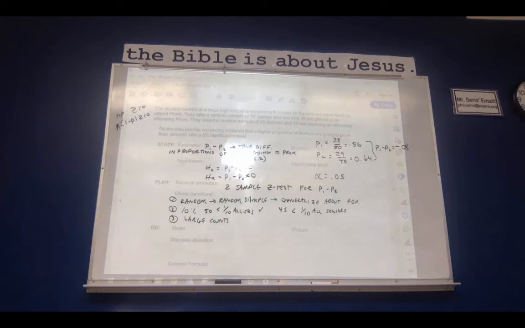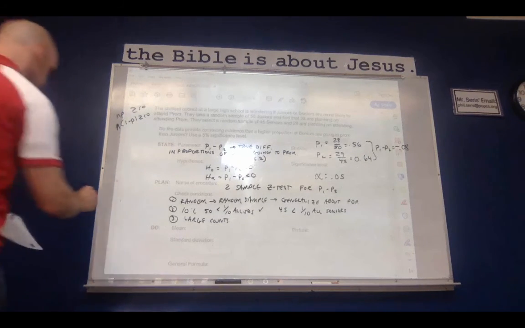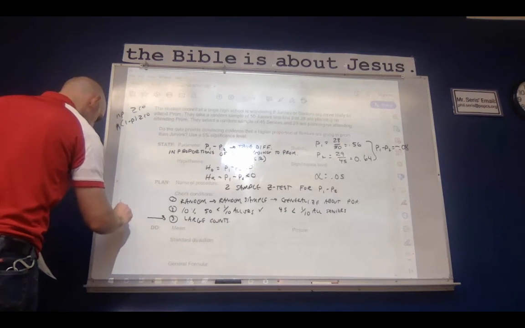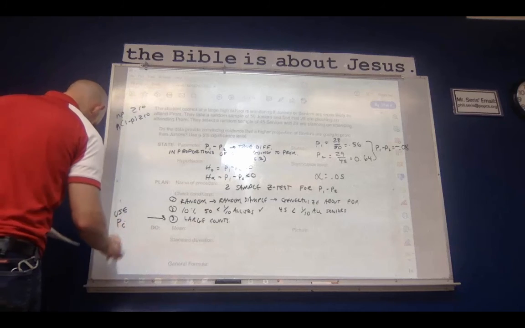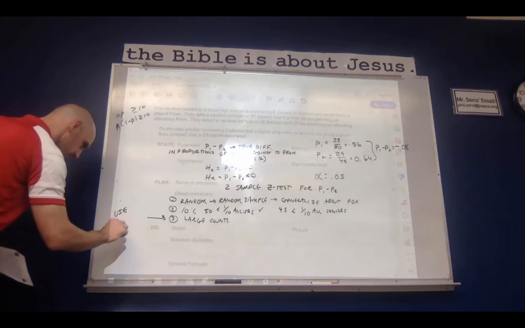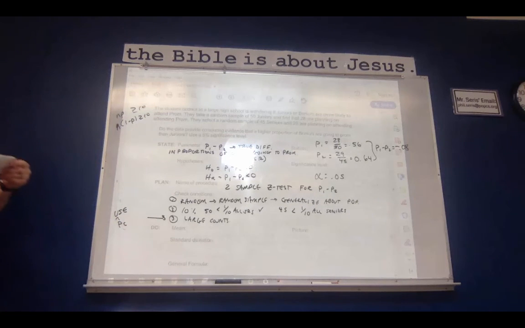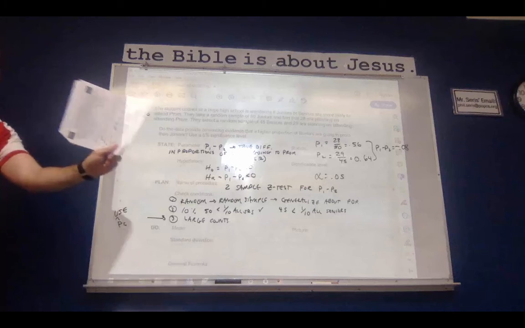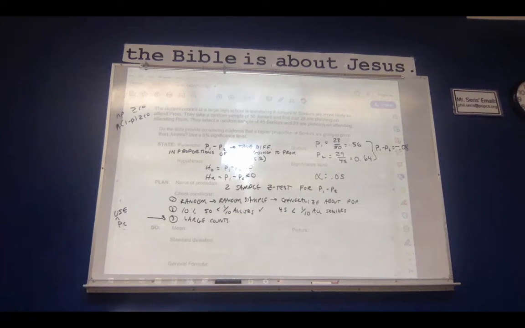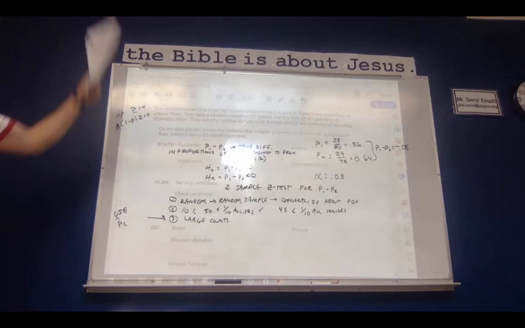When we have a hypothesis test, what we are going to do is call it p-hat sub C. And p-hat sub C is going to be the total proportion that match what we're trying to measure. In this case, what are we trying to measure? If seniors are going to prom. That's what we're measuring. What proportion went to prom? And so we're going to do the total.